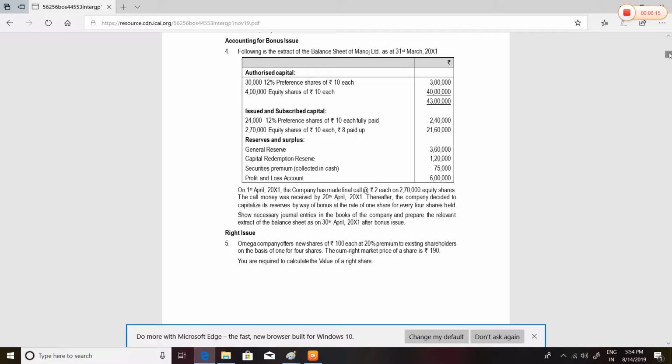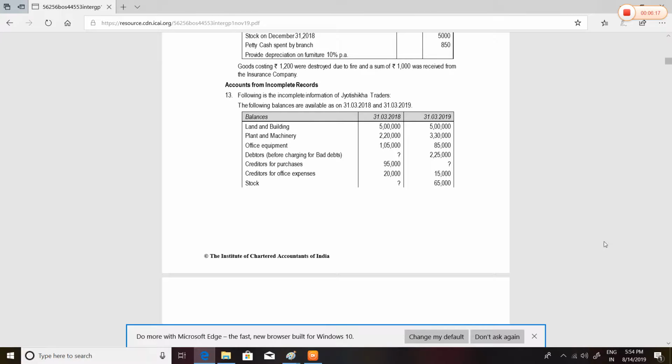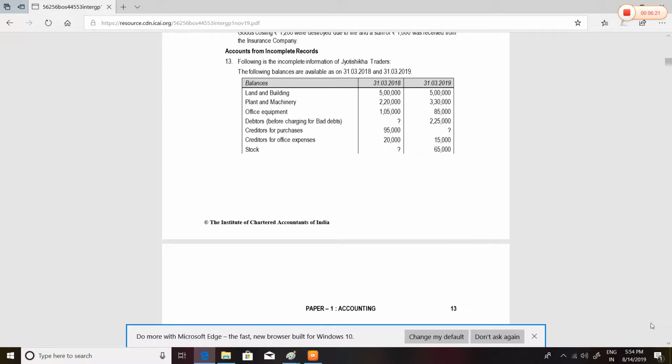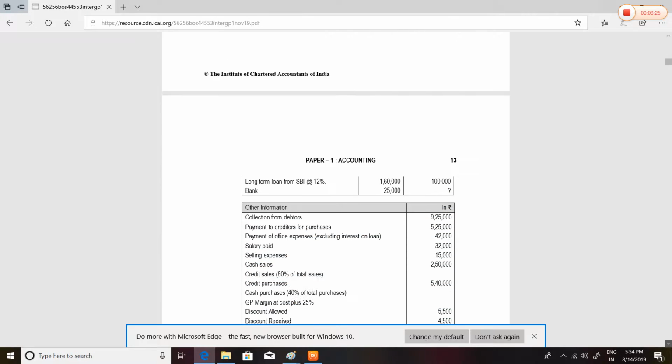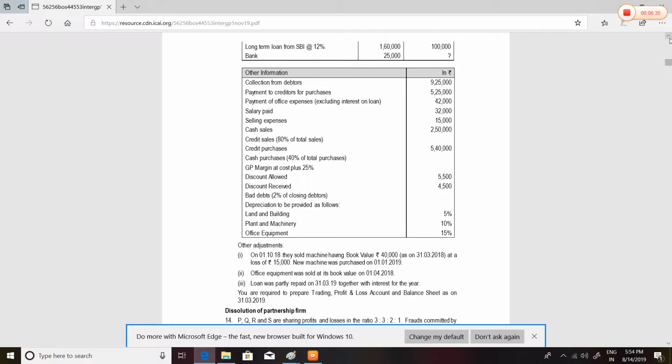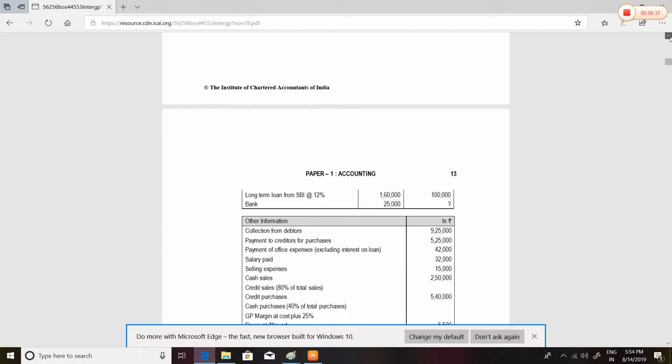I'm starting with the 13th question currently, accounts for incomplete records. Now let's start. And you can ignore question number 15. That's not important.